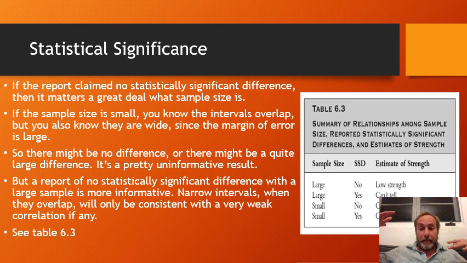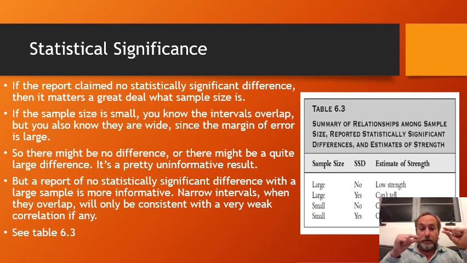So there might be no difference at all, or there might be quite a large difference in the sample frequencies, right? Because these margins of error are so large. So a report of no statistical significance with a small sample size is a pretty uninformative result, right? But a report of no statistically significant difference with a large sample size is fairly informative, right? Margins of error are going to be very narrow, right?